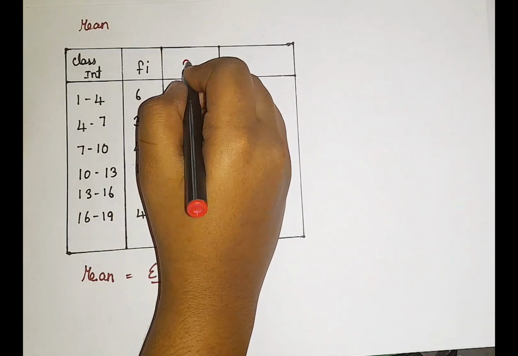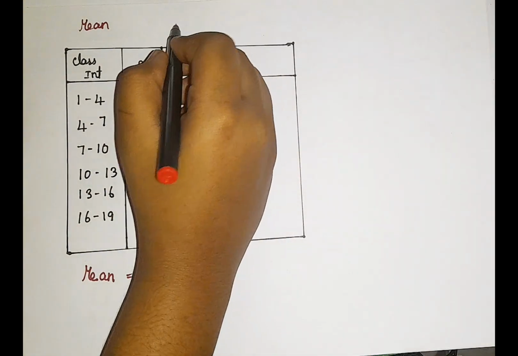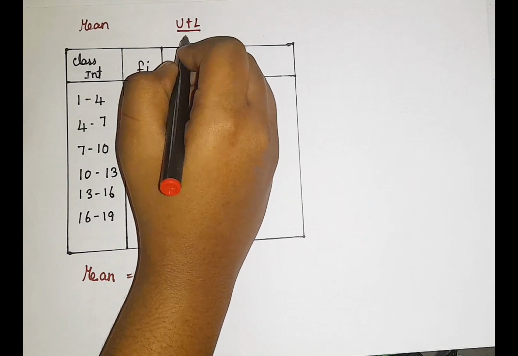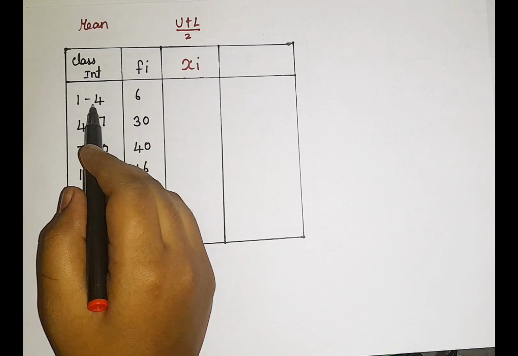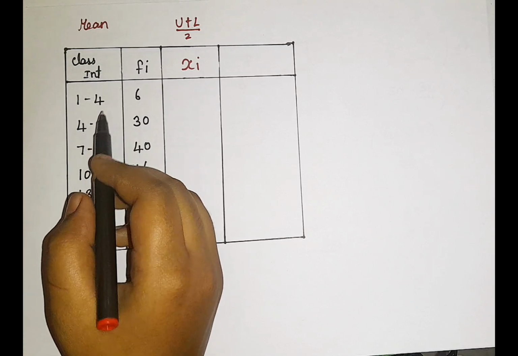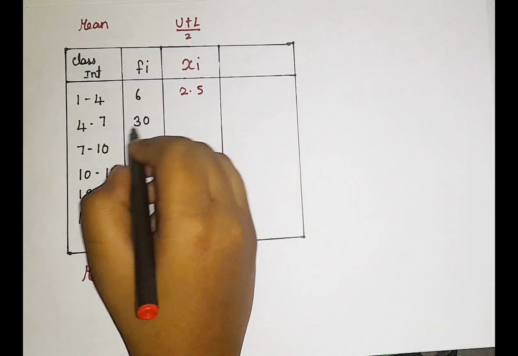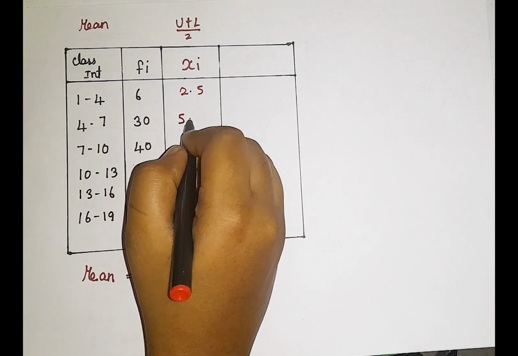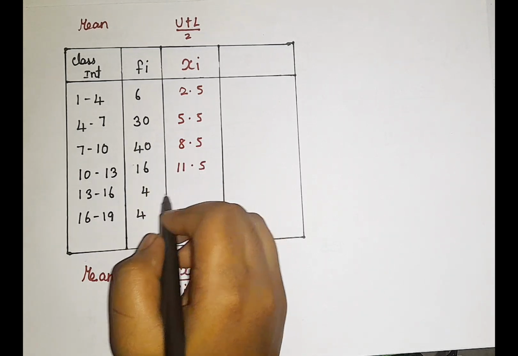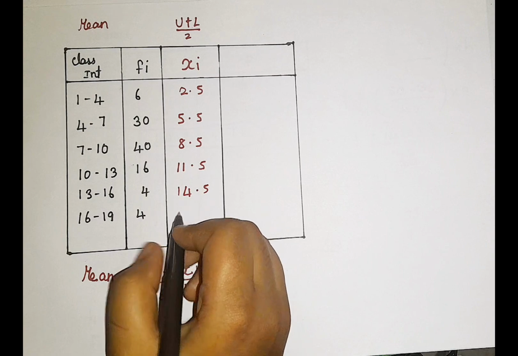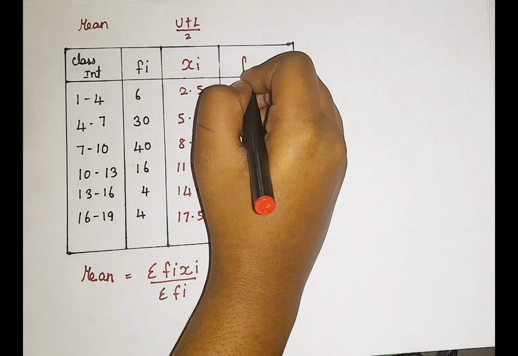So now let us find the xi value. How to find the xi value? It's literally easy, upper limit plus lower limit divided by 2. Here the upper limit is 4 and the lower limit is 1. So 4 plus 1 is 5, 5 divided by 2 is 2.5. Here also when you apply the same formula, we will get 5.5, here 8.5, here 11.5, here 14.5 and here 17.5.